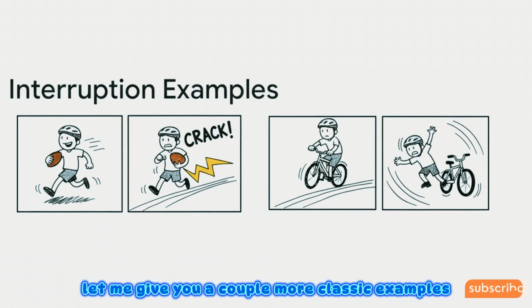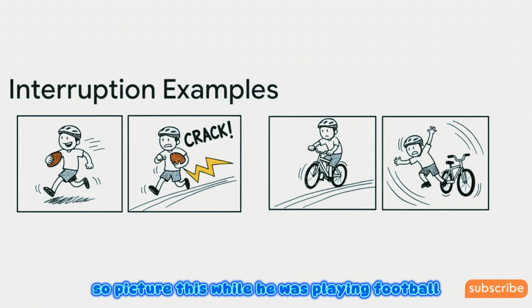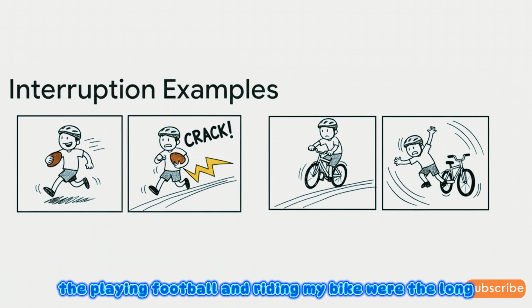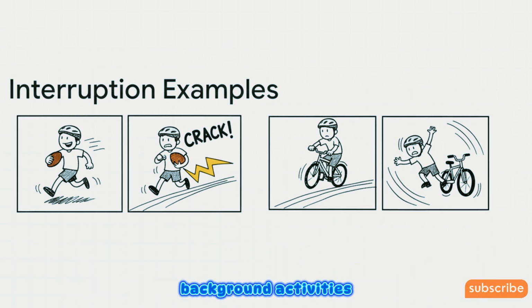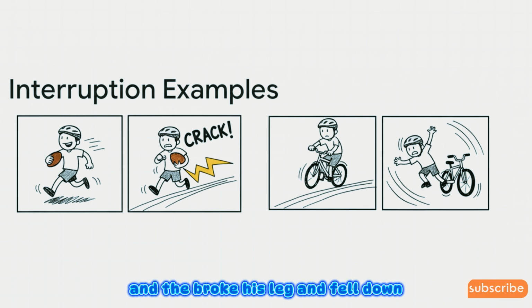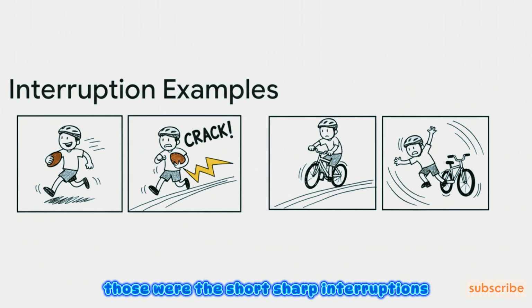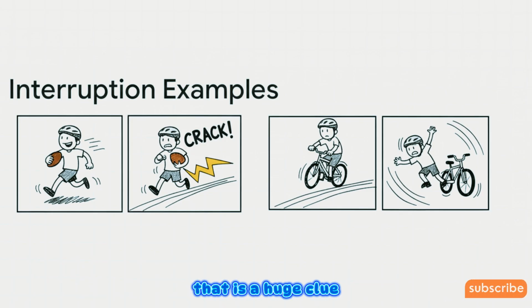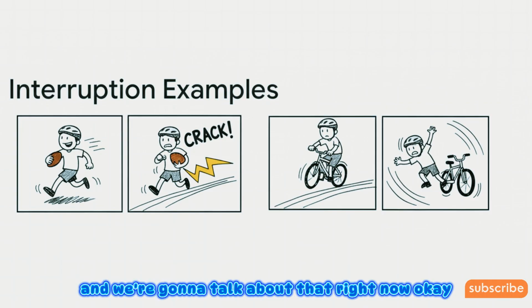Let me give you a couple more classic examples. So, picture this. While he was playing football, he broke his leg. Or, I fell down while I was riding my bike. You see, the playing football and riding my bike were the long background activities, and the broke his leg and fell down, those were the short, sharp interruptions. And hey, did you notice that little word while popping up? That is a huge clue, and we're going to talk about that right now.